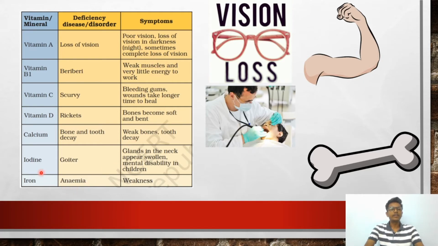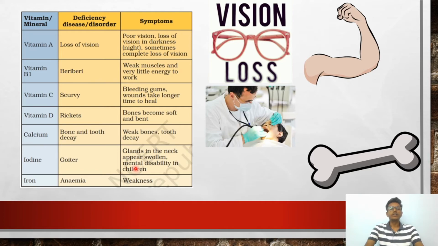If we are not having iodine in our regular life, then the disease that can happen is goiter. In goiter, the symptoms are glands in the neck appear swollen, and mental disability in children. If iron is not present in our body, the deficiency disease which can be seen is anemia, and the symptom is weakness.